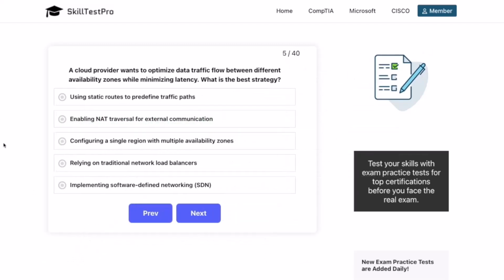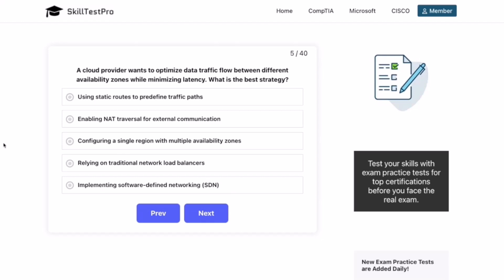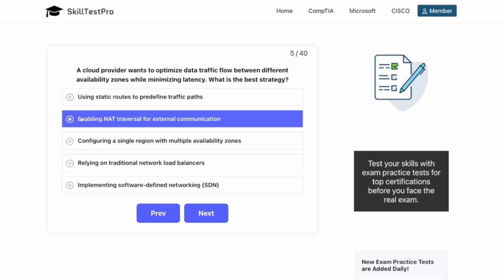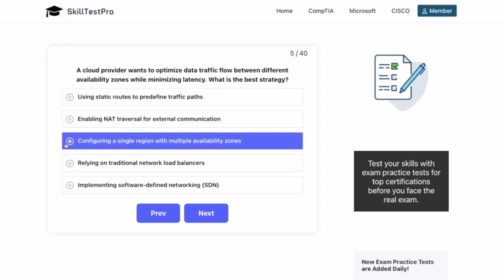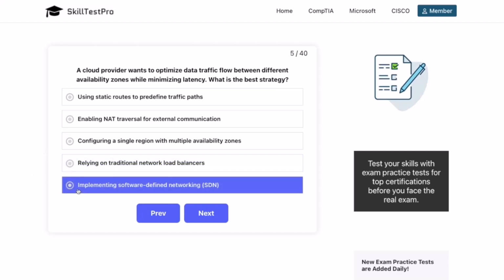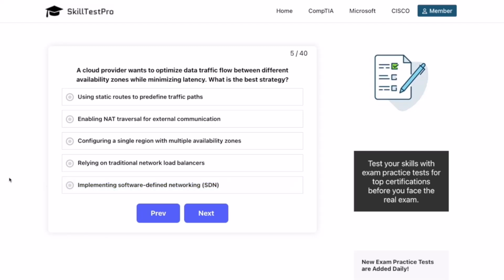All right, question 5. A cloud provider wants to optimize data traffic flow between different availability zones while minimizing latency. What is the best strategy? Using static routes to predefine traffic paths? Enabling NAT traversal for external communication? Configuring a single region with multiple availability zones? Relying on traditional network load balancers? Or implementing software-defined networking, or SDN?